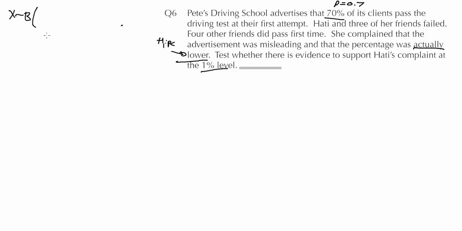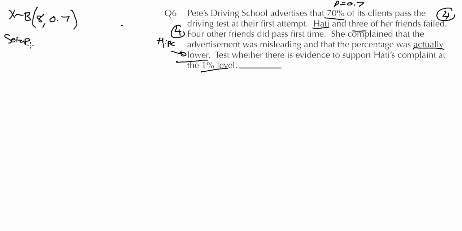Well, what's the number of trials here? Think about this. Hattie and 3 other friends, so there's 4 people right there who had a go. And then 4 other friends did pass, so there's 4 right here as well. So altogether there were 8 trials. That's quite a nice way of hiding it in the question. The probability is 70% will pass first time, so we're testing that.